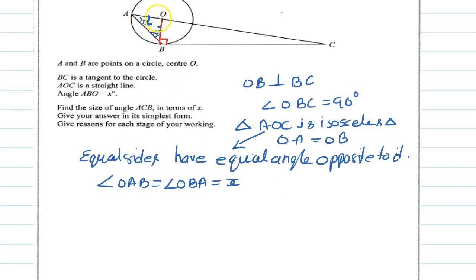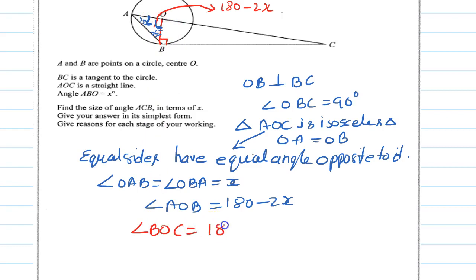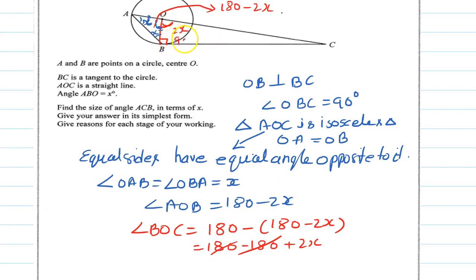Yeah, x. Now in this triangle, this angle will be 180 minus 2x. So angle AOB is 180 minus 2x. Now AOC is a straight line, so angle BOC will be 180 take away 180 minus 2x, because we are calculating angle BOC. This full angle is 180 and this is 180 minus 2x, so take away. So this will be 180 minus 180 plus 2x. So we have got this angle is 2x. If this is 2x and this is 90, then this angle will be 90 minus 2x. So angle OCB is 90 minus 2x. Okay. Next question.